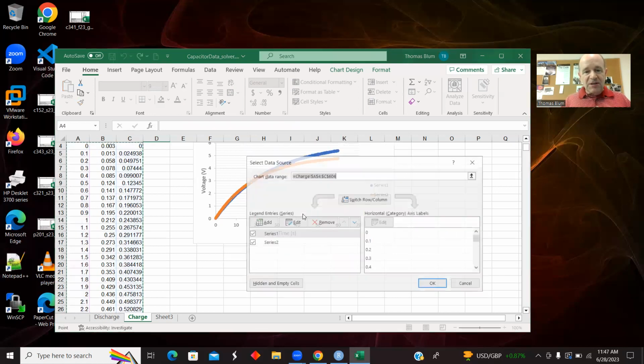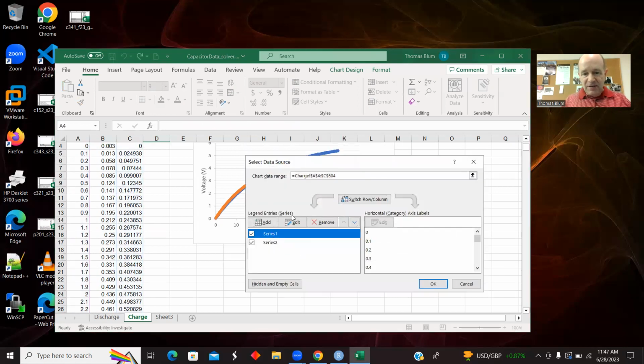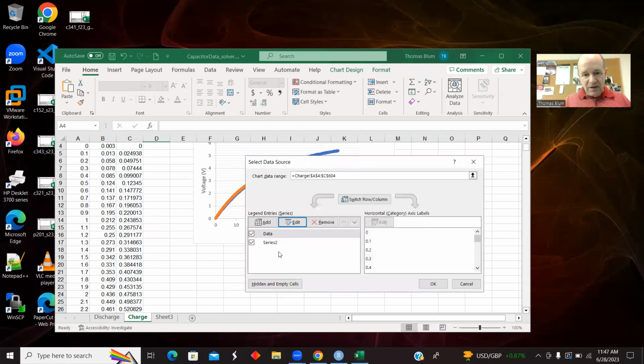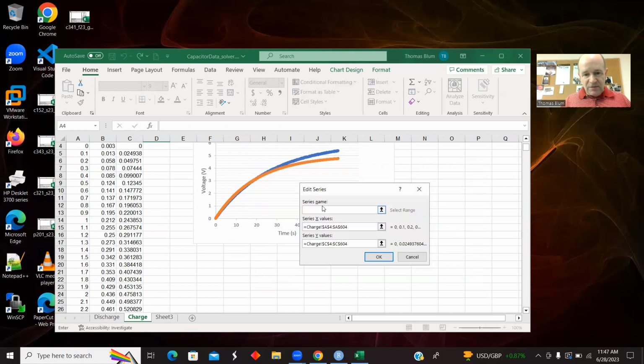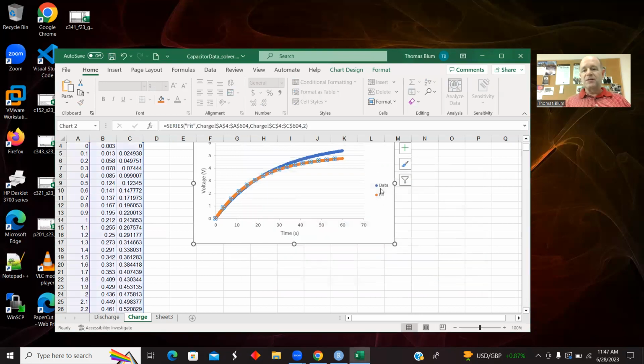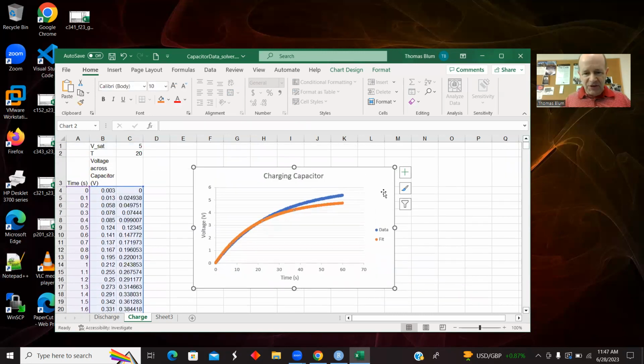Try one more time: select the data series, edit. This was the data. And this was the fit. Okay, there it is, data and fit. I don't always like legends, but if you want the legend, there it is.